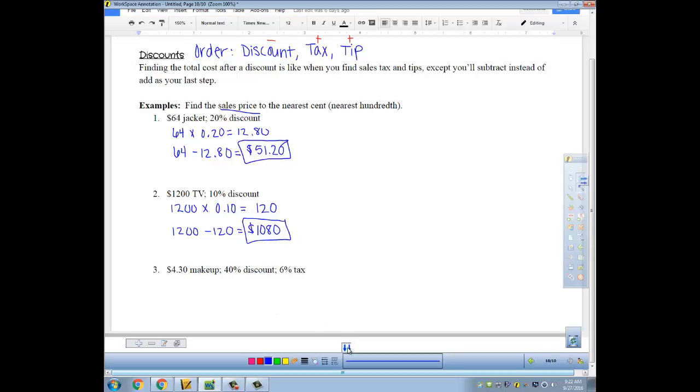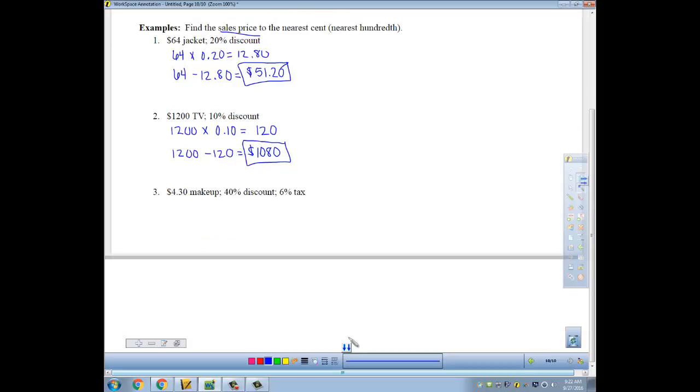Now the next three are going to have a bit more work because it's not just a discount, it's a discount and tax. So remember to do the discount first, so 4.30 times 0.40. So we're going to save about $1.72. We're going to subtract that from 4.30 to get 2.58. So before tax you would spend 2.58, but now you need to include the tax. So we're going to use that 2.58 that we just found because we want the new price, times 6% as a decimal, which is 0.06.